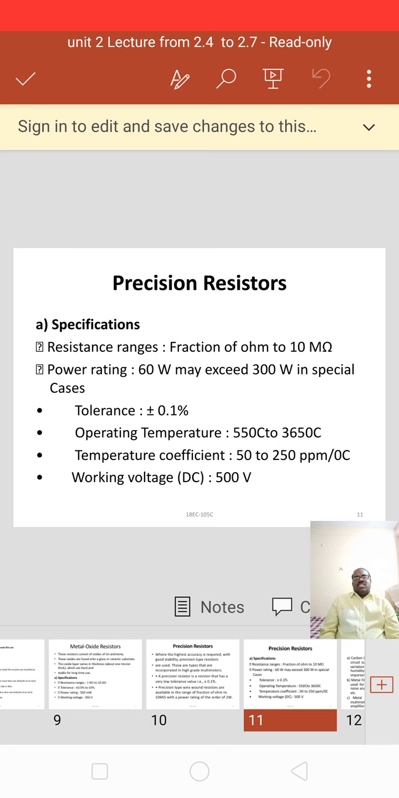Next, specifications of precision resistors. Resistance ranges from a fraction of an ohm to 10 mega ohms. Power rating 60 watts, which may exceed 300 watts in special cases. Tolerance plus or minus 0.1%. Operating temperature minus 55 degrees Celsius to 365 degrees Celsius. Temperature coefficient is 50 to 250 parts per million per degree Celsius. Working voltage is 500 volts.